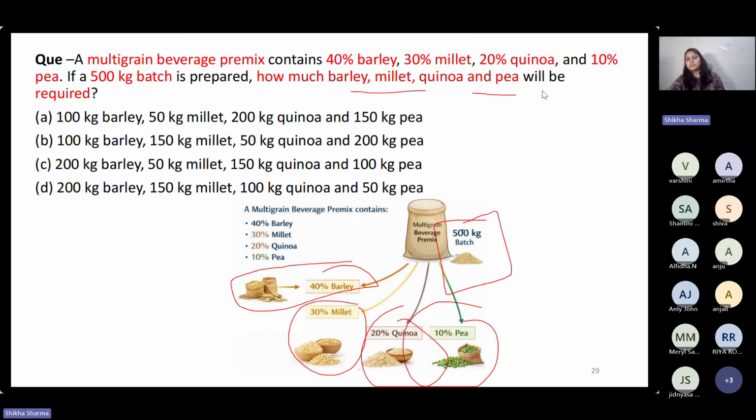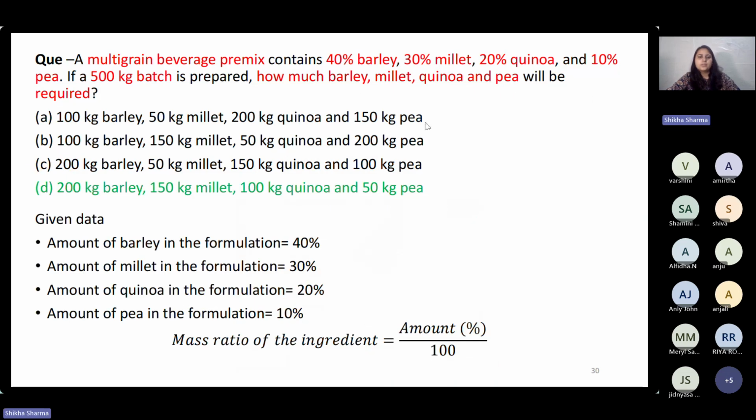Anyone who is solving this question? Anju is saying D is the correct answer. Sohan is saying C. Okay, let's see. So D is the correct answer here.